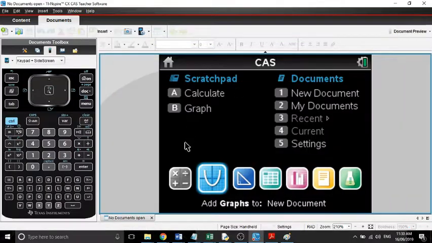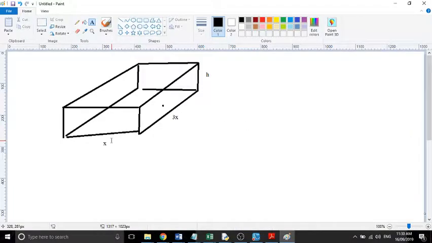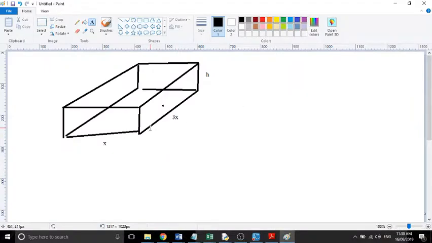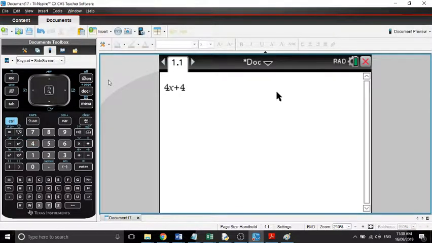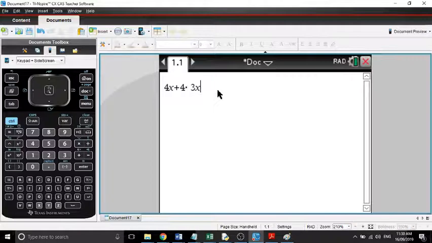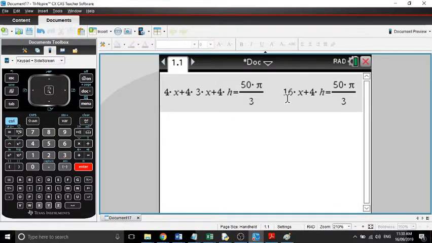So I'm going to put this into CAS. I'm going to start a new calculator, and we've got x is 1, 2, 3, 4. So then we'll say 4x plus, and we've got 3x, 1, 2, 3, 4. So that's 4 times 3x, and then 1, 2, 3, 4 is the height, so plus 4h, and that equals 50 pi divided by 3. So there, it simplifies it for me and everything.